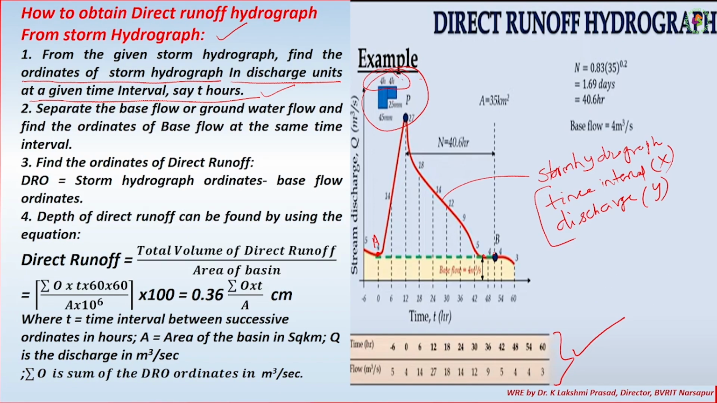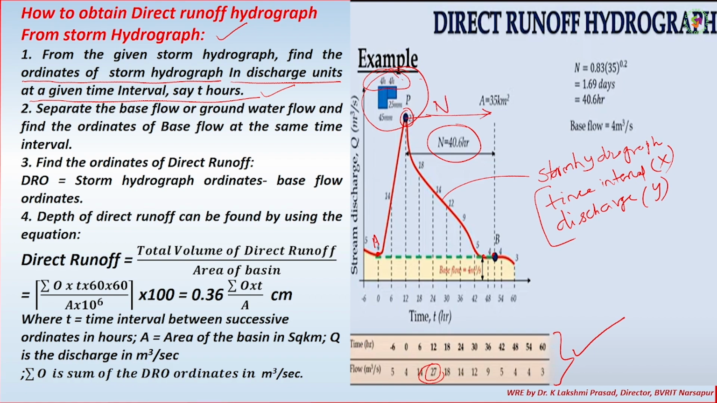The ending point, what is the basis? The basis is n days. How to get this n days? N days from where? From the peak. Here the peak is how much? 27. So the peak is happening at what time? 12 hours. So at 12 hours this peak is there. From this peak, actually, n days we should take.